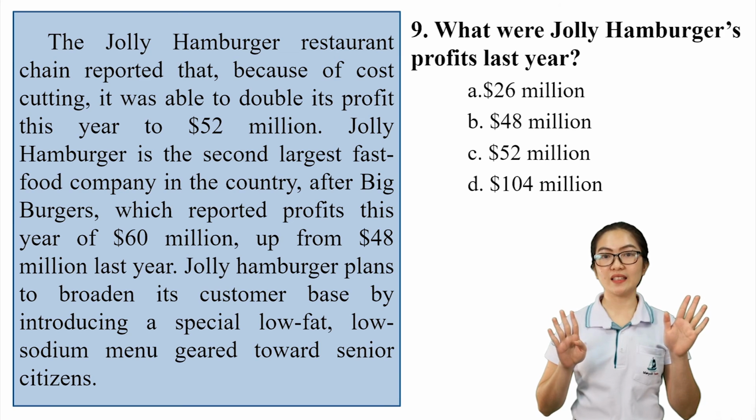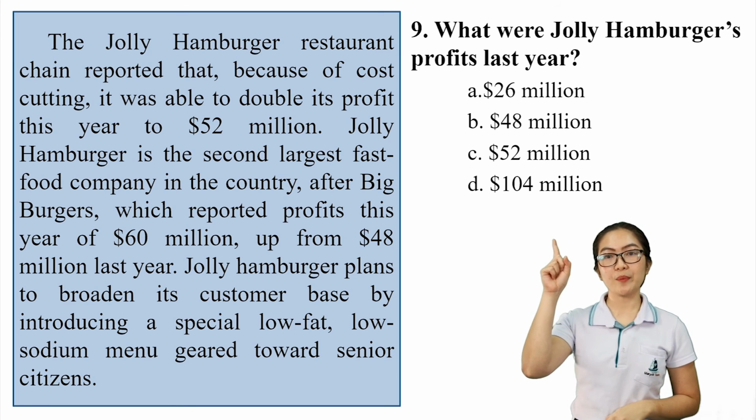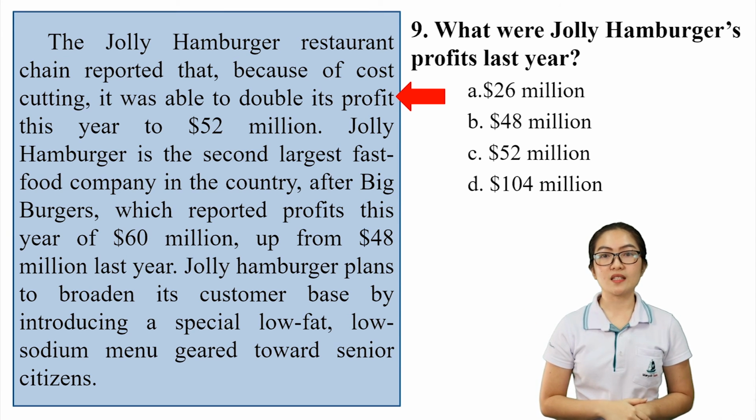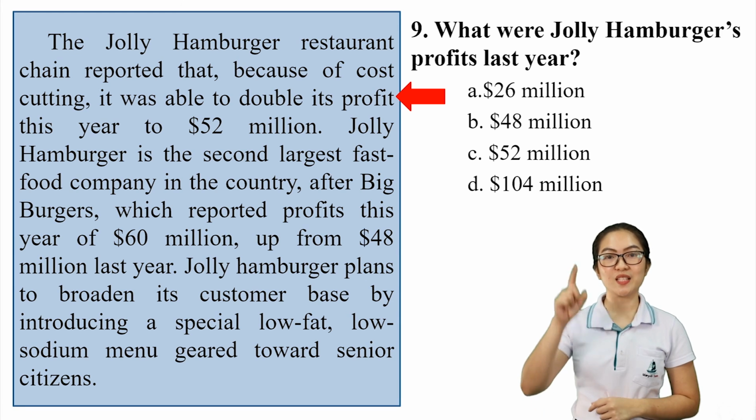Question number 9. What were Jolly Hamburger's profits last year? Again, in the first part of the report, it states that Jolly Hamburger doubled its profit from last year to $52 million this year. Since the choices are all figures, let's do the math. 52 divided by 2 is equal to? Right, it's $26 million. Therefore, the answer is letter A.